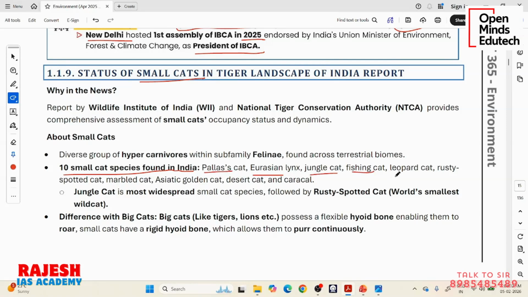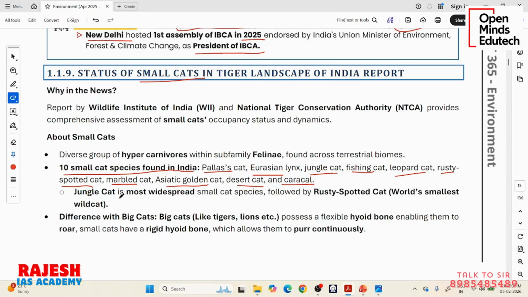Don't memorize them, it is not that important. I will tell you the important ones. Spotted cat, marble cat, Asian golden cat, desert cat, caracal, etc. Remember that the ordinary cat you see every day is called the domestic cat. Now we are talking about wild cats. Domestic cats are not usually discussed in conservation because they are already everywhere. There is no immediate threat for them. Wild animals have so much diversity.